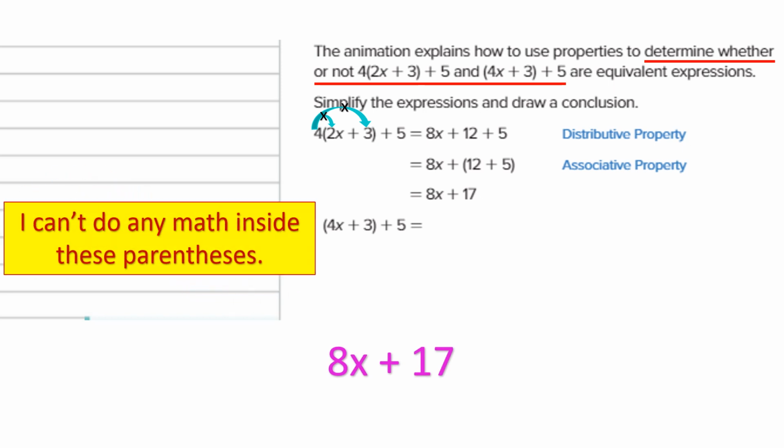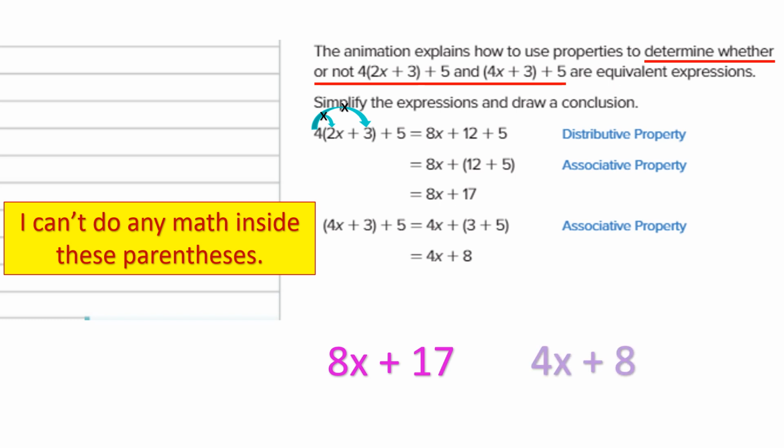What else can I do in that math problem? I can't do anything. And when I look at the next one, 4x plus 3, there isn't any math inside of those parentheses that I can do. However, what I can do is move the parentheses to where they are around the like terms because I have only addition in this math problem. So once again, the associative property tells me I can do addition in any order and still get to the same answer. So I'm going to take the 3 and the 5 because they are like terms. They are both constants. I'm going to add those together, and then I'm left with 4x plus 5.